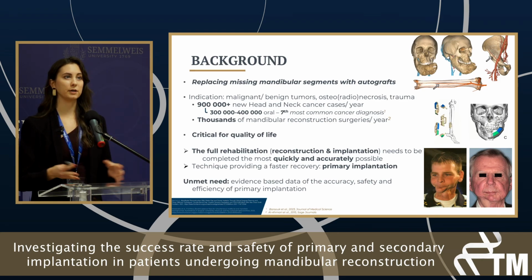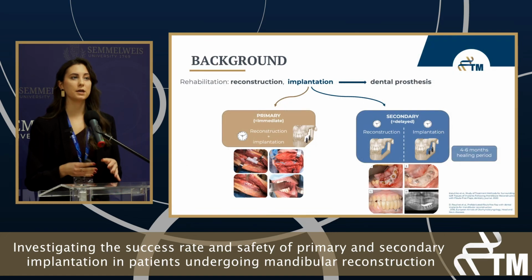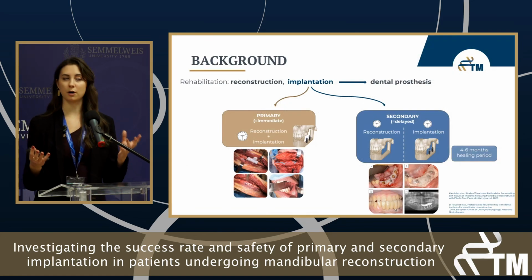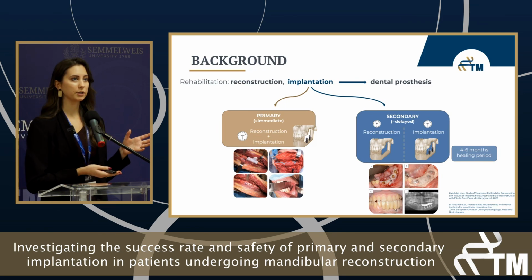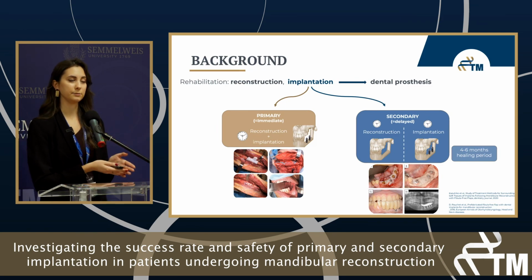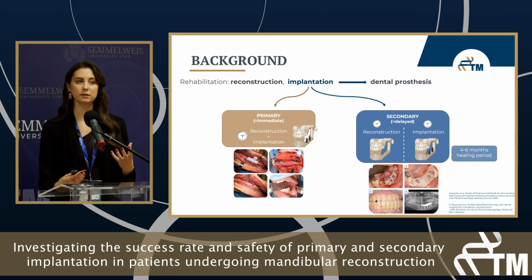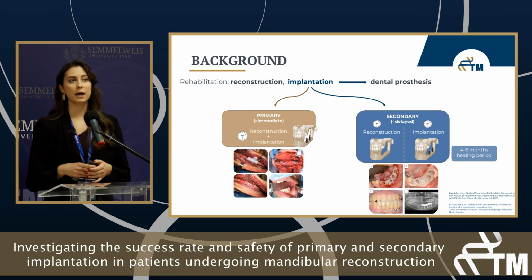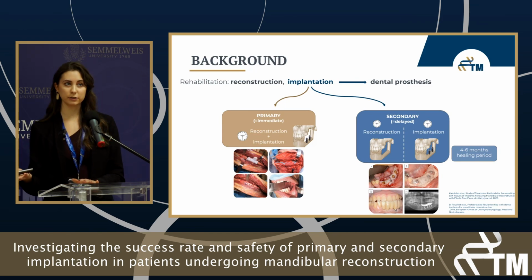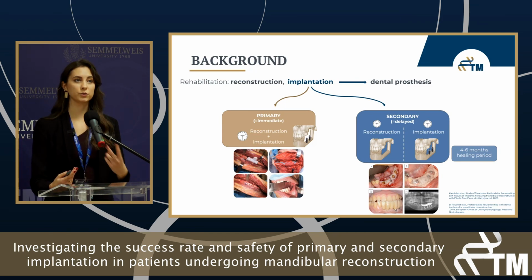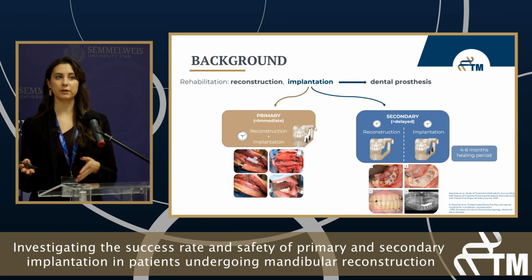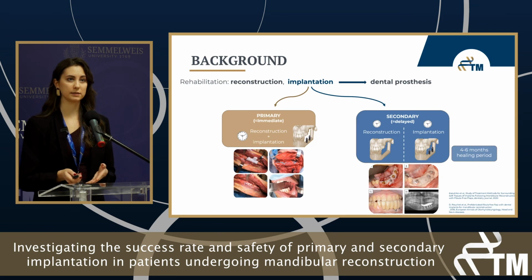Just a few more words about the whole rehabilitation process. Basically, when we are doing the implantation, we can choose between 2 options. Either we do a primary or immediate reconstruction and implantation, which means that we have one single operation for doing the reconstruction and also to place the implant into this grafted bone. And on the other hand, we have the secondary or delayed version, when we have 2 surgeries, one for the reconstruction and then another surgery after a healing period when we are placing the implants.